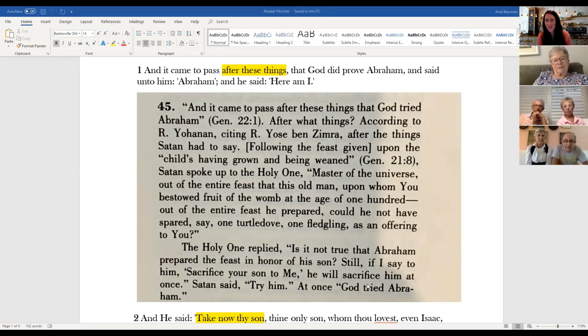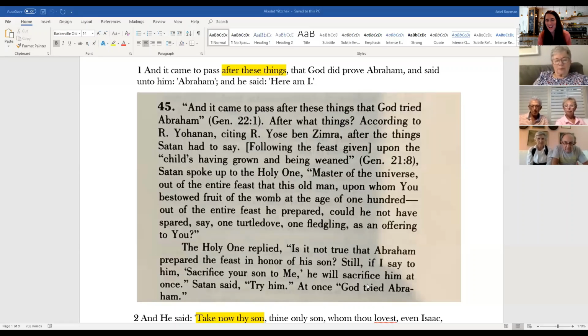All right, so in this midrash, they're saying that after these things is referring to this feast that Abraham put on for his son, that he didn't even make a sacrifice to God, right? He didn't even spare something small, right? And God replied, is it not true that Abraham prepared the feast in honor of his son? Still, if I say to him, sacrifice your son to me, he will sacrifice him at once. Satan said, try him. At once, God tried Abraham.